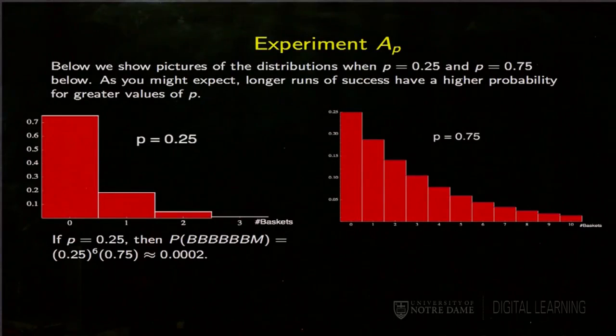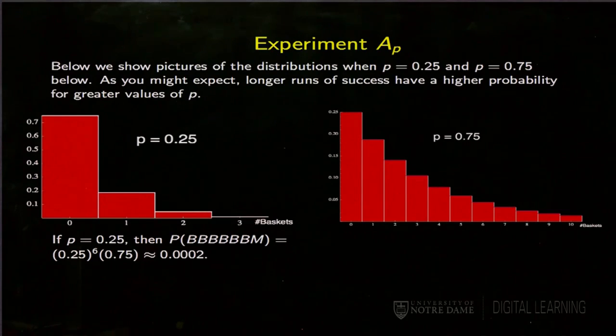Here we show the pictures of the distributions for 2 particular values of p, where p is 0.25 on the left and p is 0.75 on the right. And as you might expect, longer runs of successes have a higher probability if the value of p is higher.